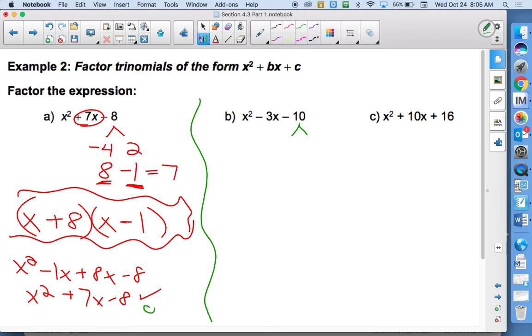You can always check your work. No, you don't have to, but you always can do a mental check to make sure you factored it correctly.